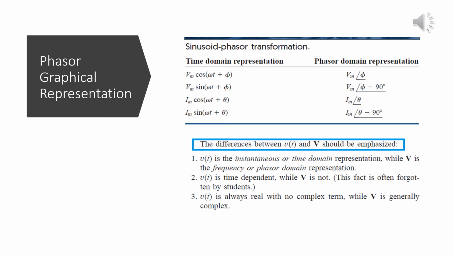v(t) is the instantaneous or time domain representation, while V is the frequency or phasor domain representation. v(t) is time dependent, while V is not. v(t) is always real with no complex term, while V is generally complex.